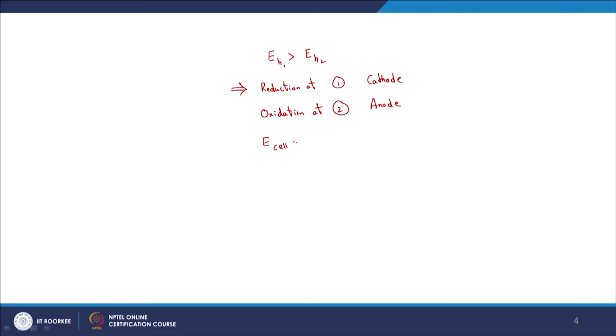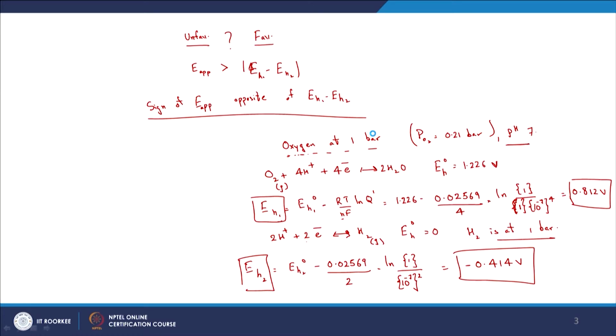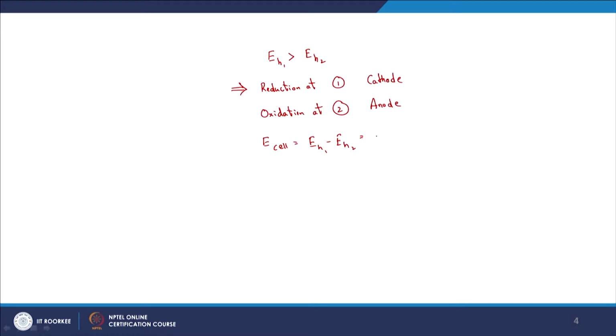So Ecell is going to be equal to EH1 minus EH2, with the values being 0.812 minus 0.414, and that's equal to 1.226 volts. So again Ecell is positive, and that's positive when, as we saw, there is reduction at 1 and oxidation at 2. So what does that mean now?